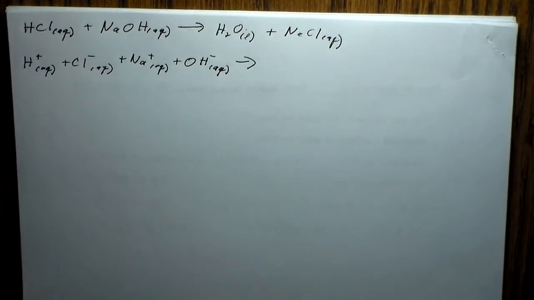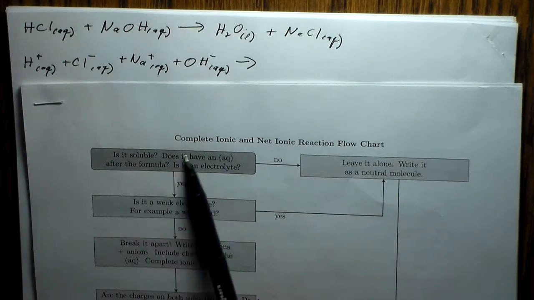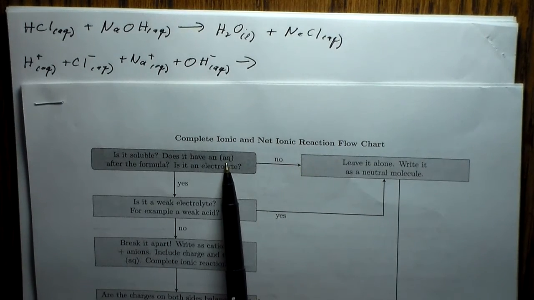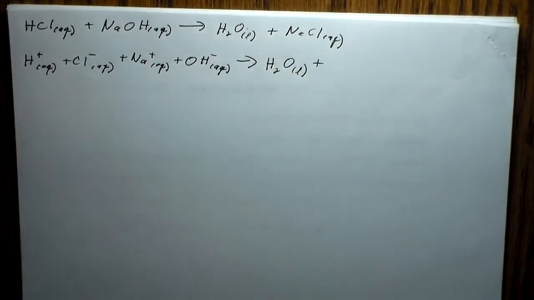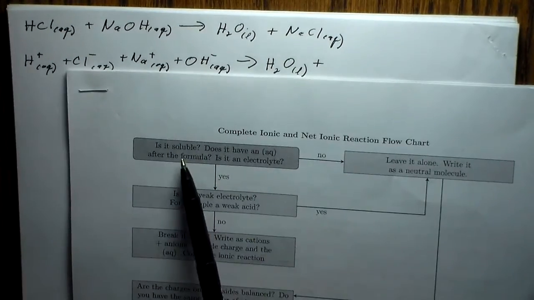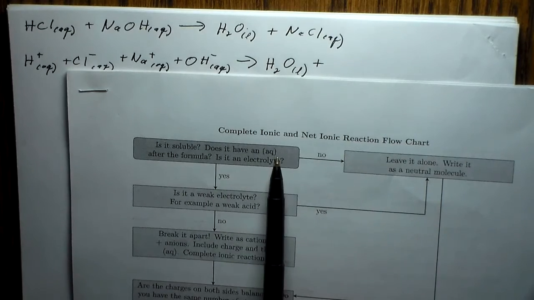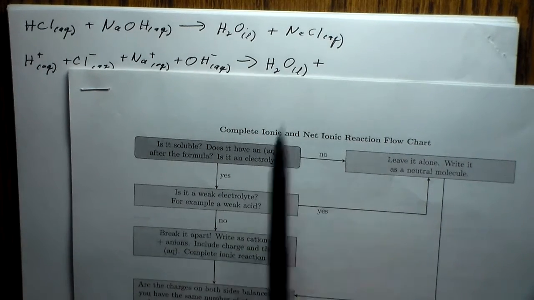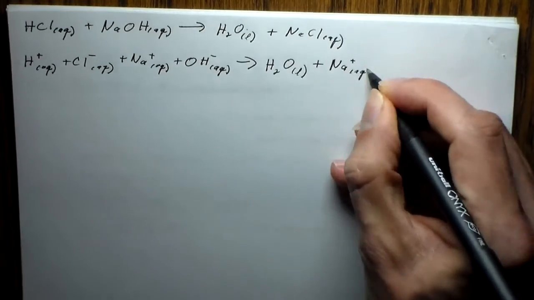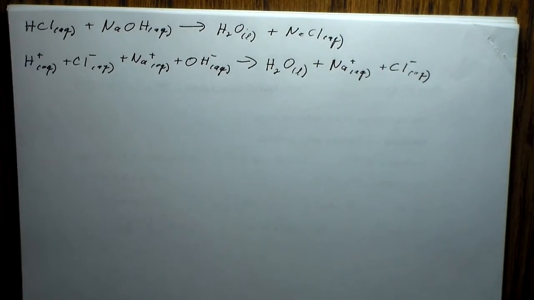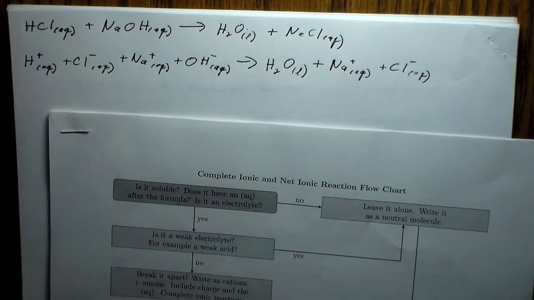Okay, now for water. Is water soluble in water? Well, yeah. Does it have the little aqueous? No. So therefore I leave it alone. I write it exactly as just water. And then as for my sodium chloride, this is soluble, definitely. Has a little aqueous, yes, and it is an electrolyte. It's not a weak electrolyte, so therefore I'm going to go here and break it apart. So this is going to be my complete reaction, complete ionic reaction.